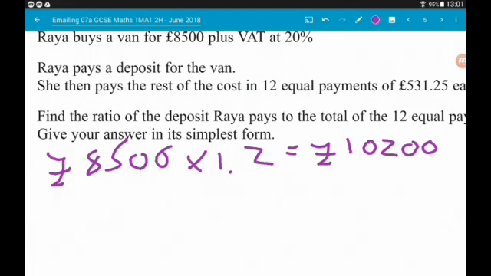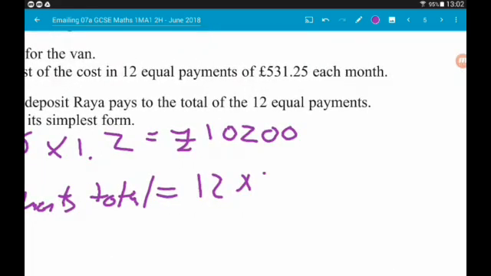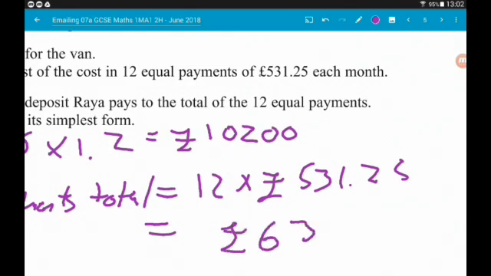The next thing I would work out is the total of the 12 instalments. So the 12 instalments total is 12 times £531.25. Now that gives us £6,375. So that's the total amount of the 12 instalments that she's going to pay.